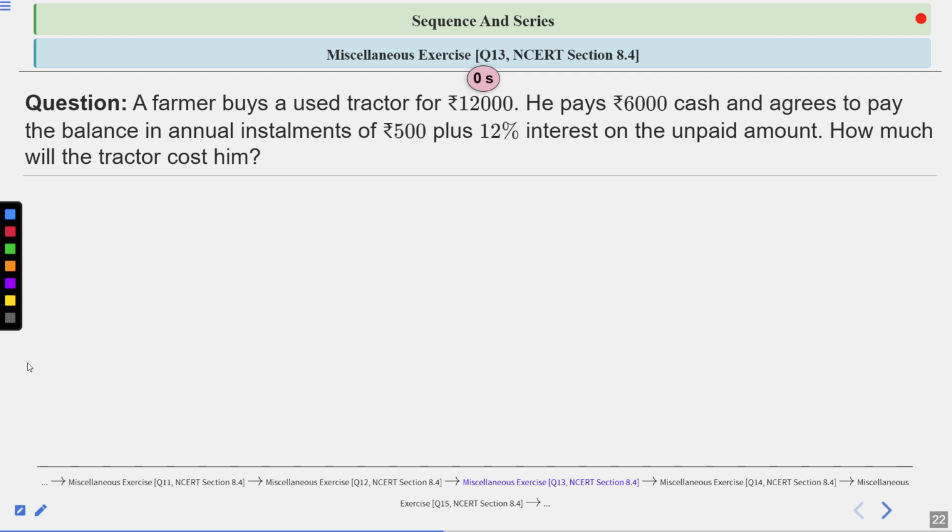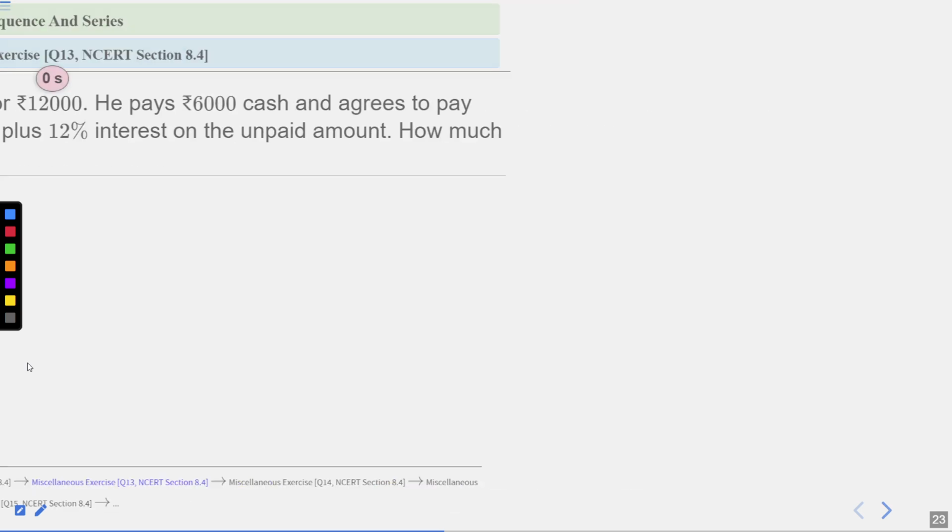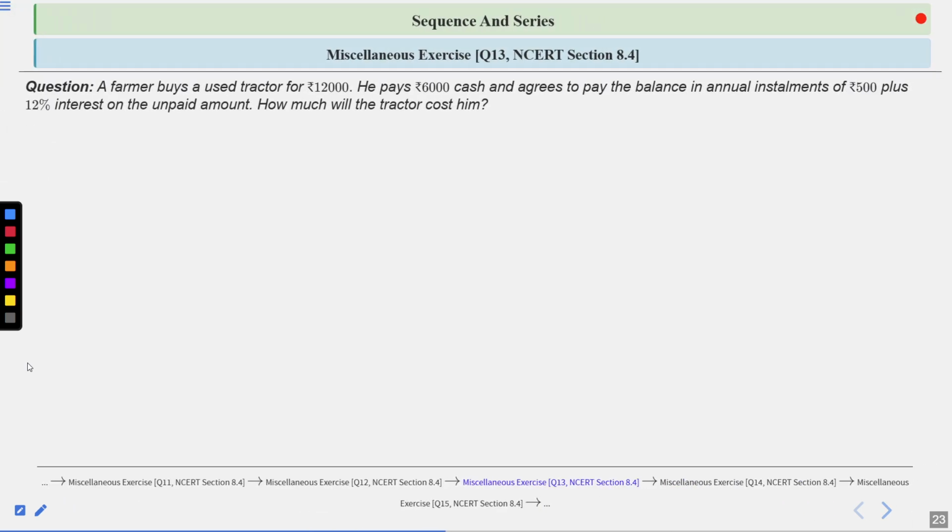Okay, so let us move to the solution part now. Question is, a farmer buys a used tractor for Rs 12,000. He pays Rs 6,000 cash and agrees to pay the balance in annual installments of Rs 500 plus 12% interest on the unpaid amount. How much will the tractor cost him? So let us start with the solution part.